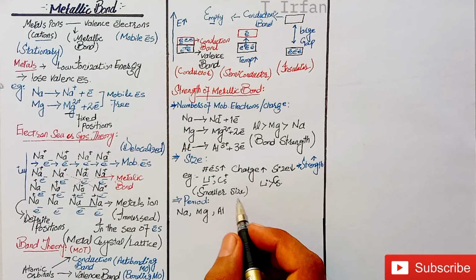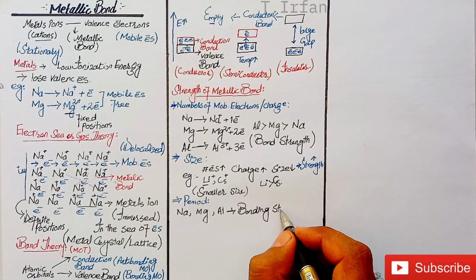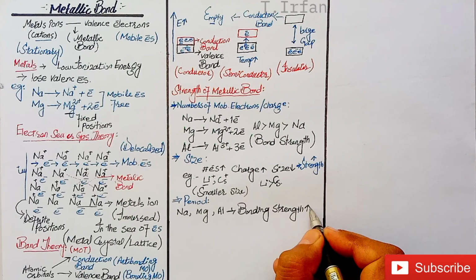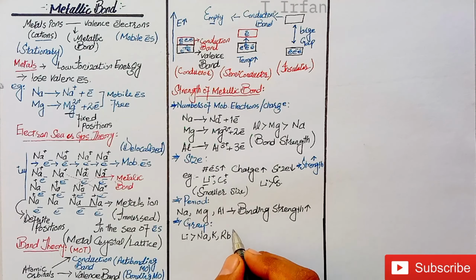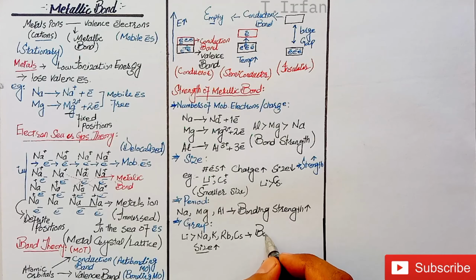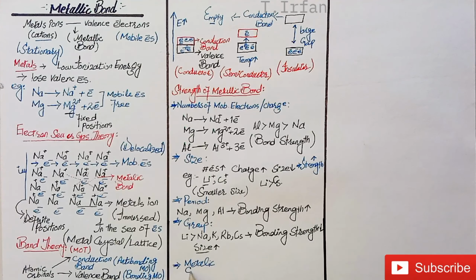So as the size decreases from left to right, bond strength increases. And in the group, when we move from top to bottom, the size of the metals increases. And as the size increases, the metallic bond strength decreases. Metallic structure or packing of metallic atoms also affects the bond strength.